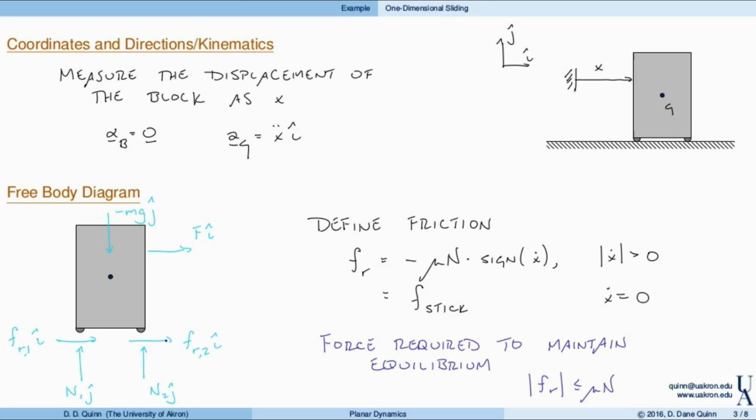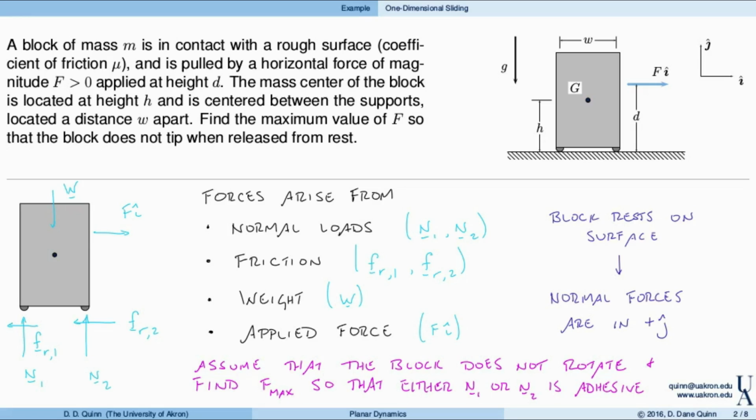let's go back and look at this. So again, we're taking moments about the mass center, G, from each of these forces. So the weight produces no moment because it acts through the mass center, but moments are produced by the remainder of these forces. Now the applied load was at a height of d. You can actually go back and look at the problem statement here. The width of the block was w, and the height of the mass center was h.